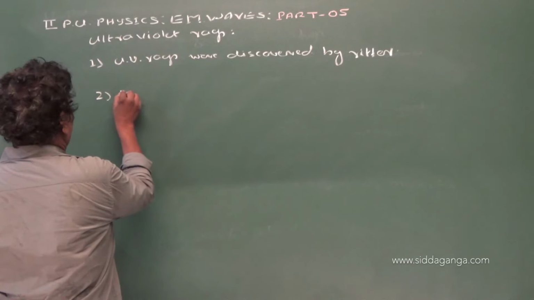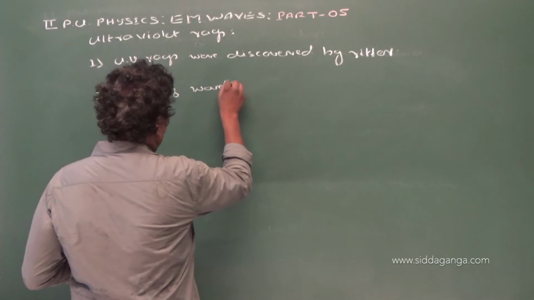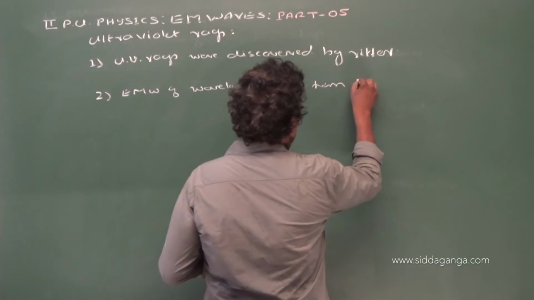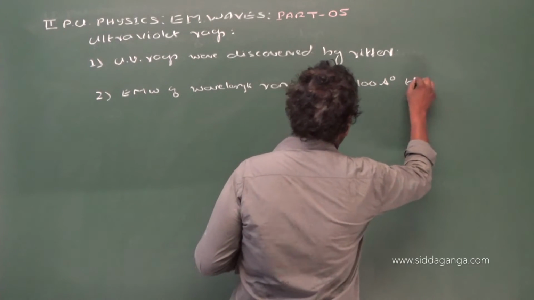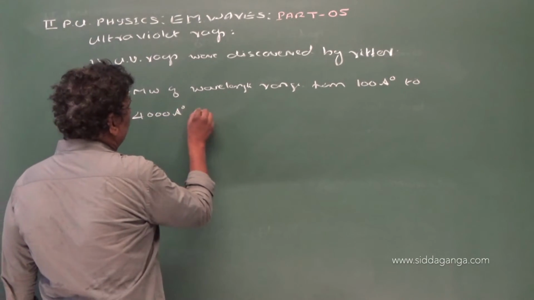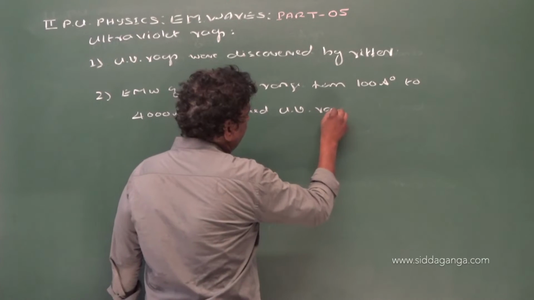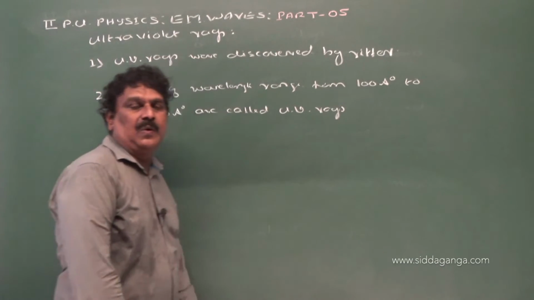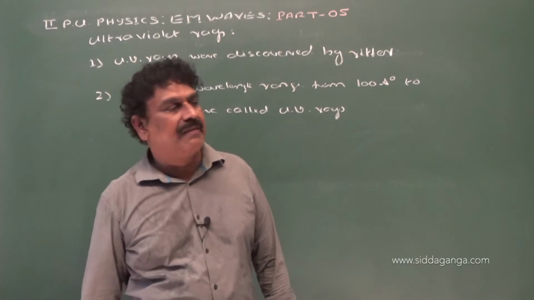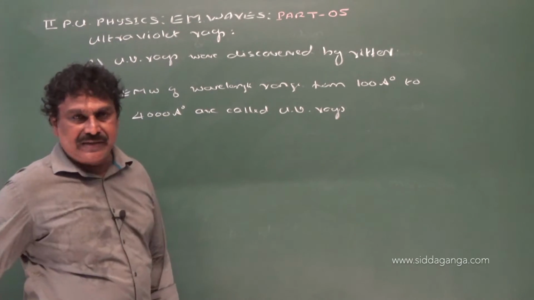Number two, electromagnetic waves of wavelength range from 100 angstrom unit to 4000 angstrom unit are called ultraviolet radiations or rays. So ultraviolet rays are nothing but electromagnetic waves of a wavelength range 100 angstrom unit to 4000 angstrom unit.